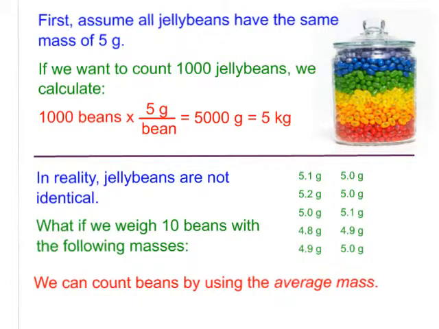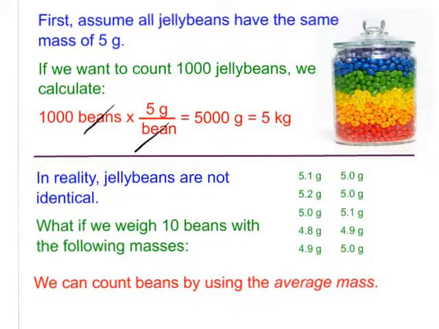First, assume all the jelly beans have the same mass. So you'd have to weigh one of them and find the mass. Let's say we find the mass of one jelly bean to be 5 grams. If we want to count 1,000 jelly beans, we just calculate 1,000 beans times our conversion factor, 5 grams per one bean. Our beans cancel out in the units, and we have 5,000 grams, or the equivalent of 5 kilograms. We move the decimal place 1, 2, 3 to the left, and we have 5 kilograms.